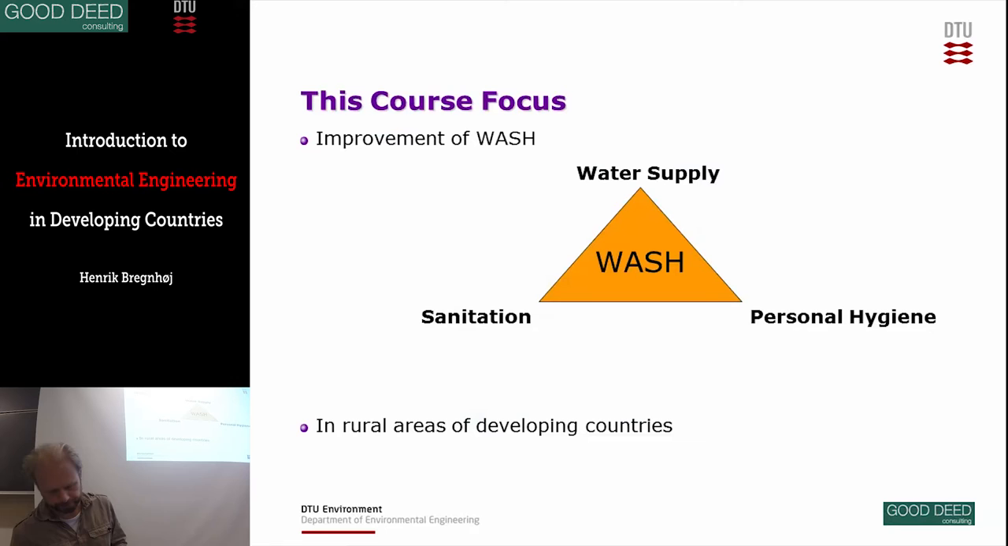So this course here is focusing on three things mainly. WASH is a good word. It means water supply, sanitation, and personal hygiene. It's very short for that. WASH is something that guarantees you good health in terms of what we call the water-related diseases. You will hear a lot about it tomorrow. We're also focusing in this course on the rural areas in developing countries. Not that it cannot be used in other areas also, but the cases we're working with are rural areas.